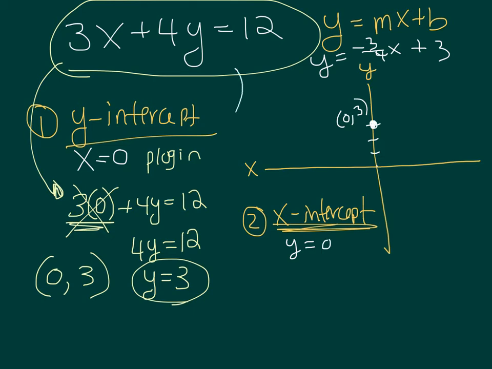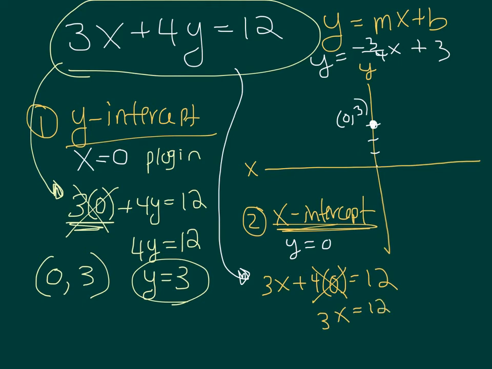So again, I go back to my original equation. I'm going to plug in 0 for y, and I'm going to show my work. 3x plus 4 times 0 equals 12, and 4 times 0 is just 0. I end up with 3x equals 12, and therefore x equals 4. Remember, an x-intercept is a point. That point is (4, 0), and I can plot that on my graph. Here it is. And this is what my graph looks like if I connect those nicely.